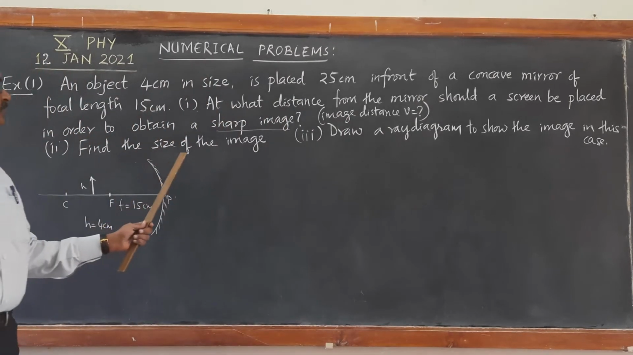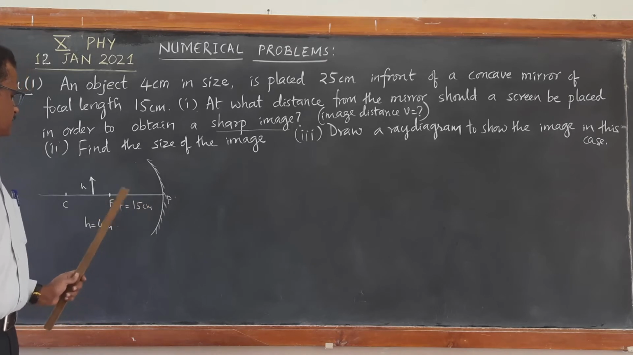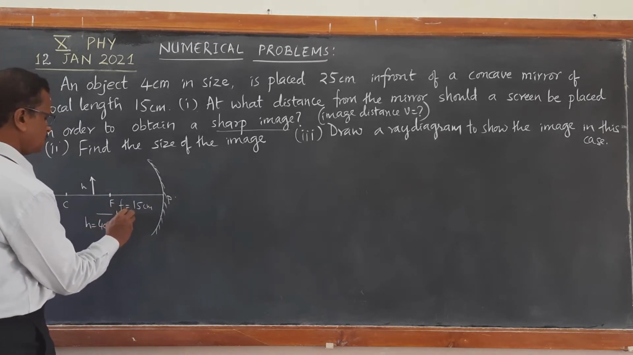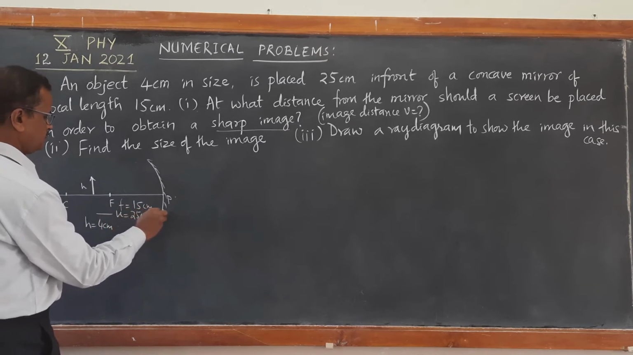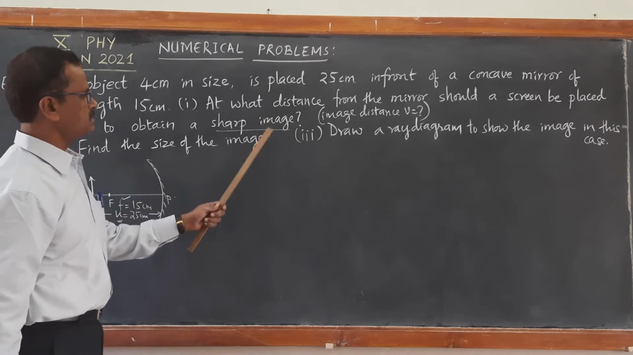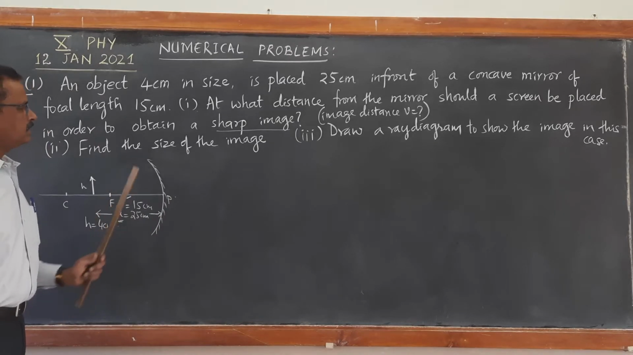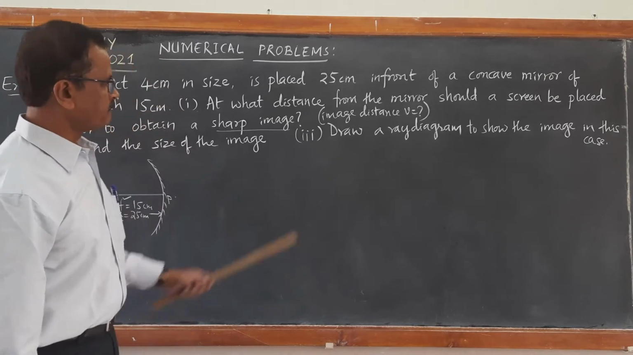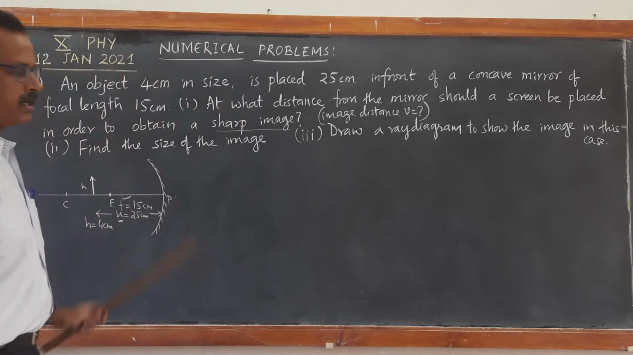Second one, find the size of the image. Once you find the image distance, the object distance is given. Object distance u is equal to 25 cm. Using this object distance and focal length, you can find out the image distance. Once you find the image distance and object distance, you can find the size of the image by calculating the magnification. Next, draw the ray diagram. First we will solve, then we will be able to draw the ray diagram.